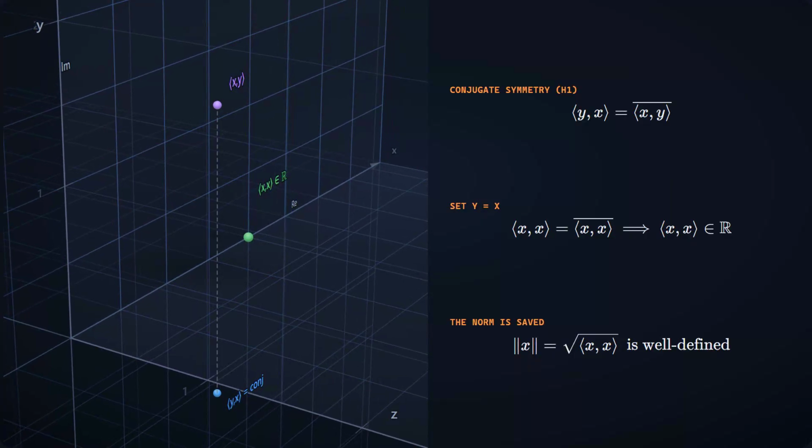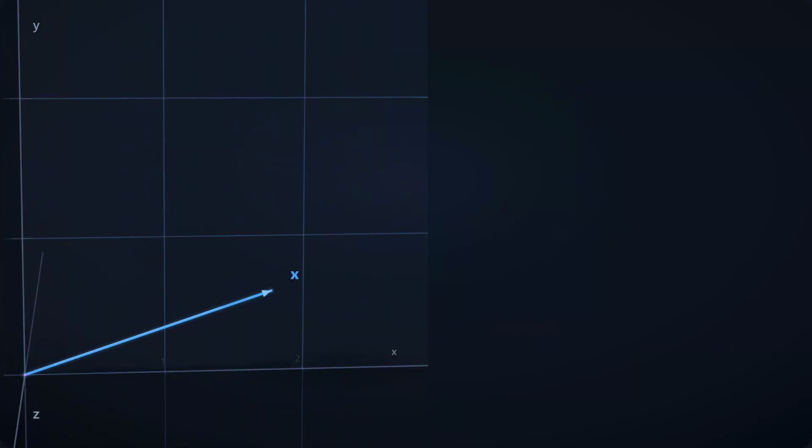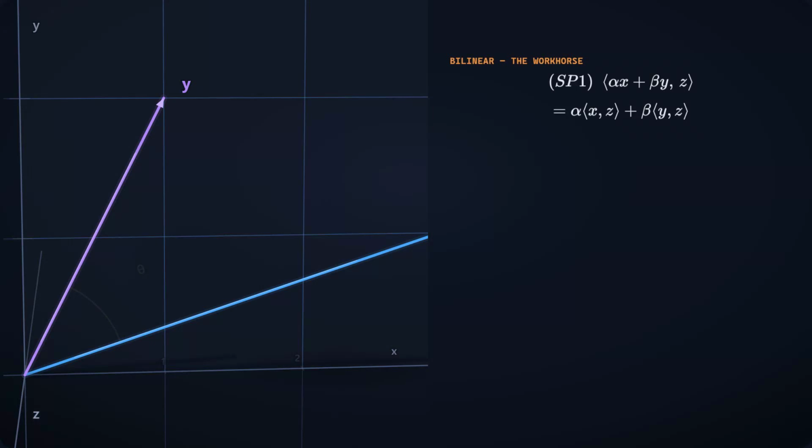Strip away the examples, vectors, weights, matrices, functions, and every scalar product is exactly the same three rules. This is the definition. First, bilinearity. It's linear in each slot separately. Pull scalars out, split sums apart. Scale x, and the product scales the same way. So this is the rule that lets us expand a product like an ordinary bracket.